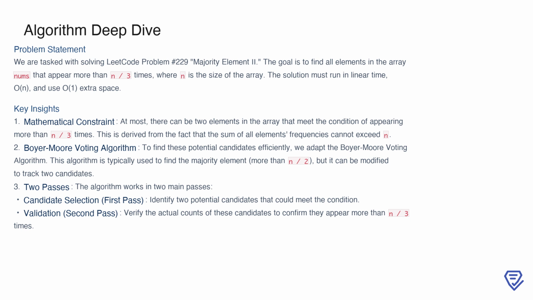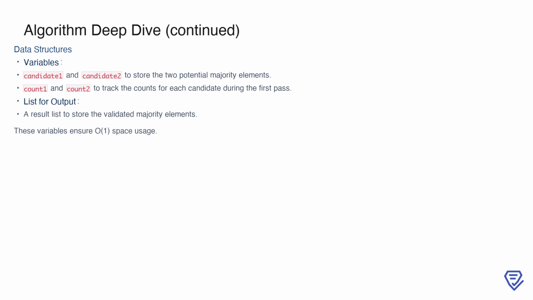the criteria. To implement this algorithm while maintaining O(1) space complexity, we use a few variables. Specifically, we use candidate 1 and candidate 2 to store the 2 potential majority elements, and count 1 and count 2 to track their respective counts during the first pass. These variables enable us to efficiently identify and manage 2 candidates. Additionally, for the final output, we use a simple result list to store the validated majority elements. By limiting ourselves to these variables, we ensure that the algorithm meets the requirement of constant space usage, regardless of the size of the input array.